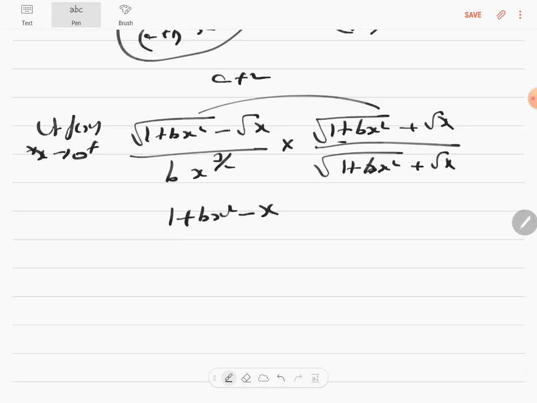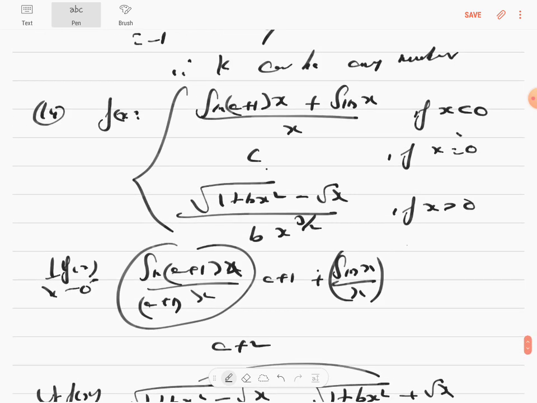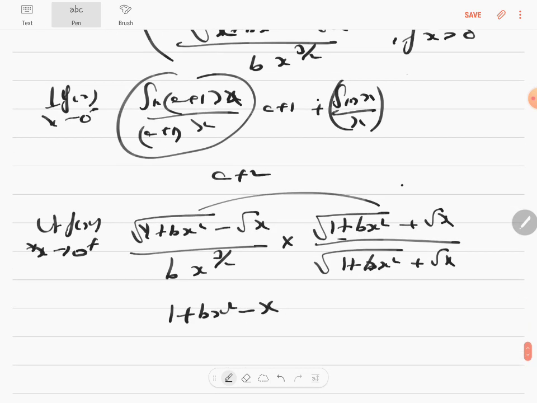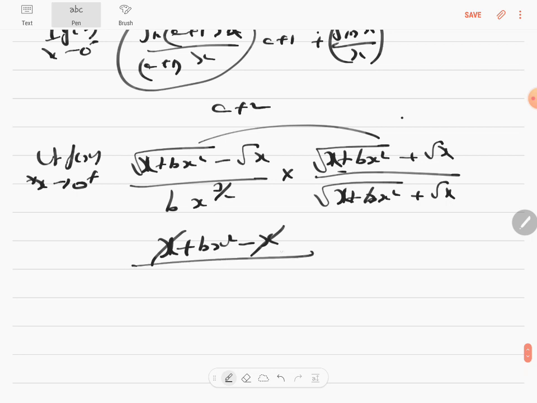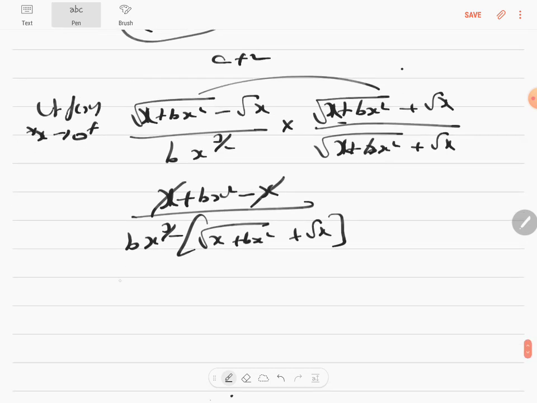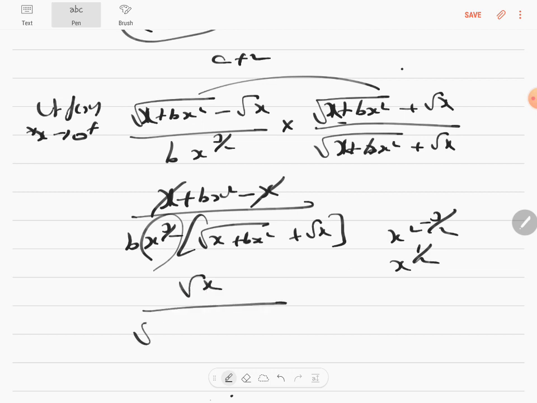Okay, I've written the question wrongly again. It is root of x plus bx square. So x and x will get cancelled, by b into x to the power 3 by 2 into root of x plus bx square plus root x, and 3 by 2. Now b and b will also get cancelled. X to the power 2 minus 3 by 2, take it up, the denominator will become x to the power 1 by 2. Therefore, it will become root x by root of x plus bx square plus root x.